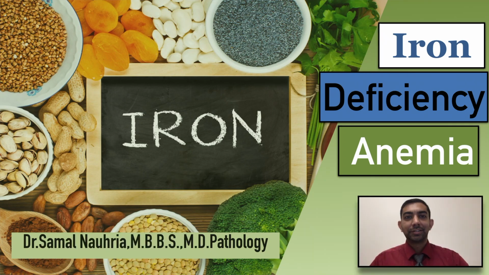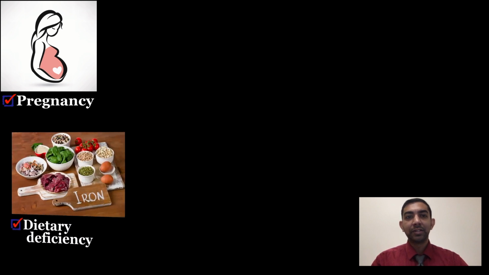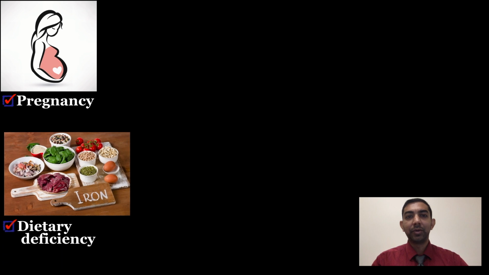Hello everyone, so let's discuss iron deficiency anemia today. As you all know, deficiency of iron is the most common nutritional deficiency in the world, and important causes for iron deficiency anemia include increased iron demand. For example, in pregnancy, there is an increased physiological need for iron in the body. Another reason could be a decreased supply due to a dietary deficiency, and this dietary deficiency is a common etiology seen in the developed world.